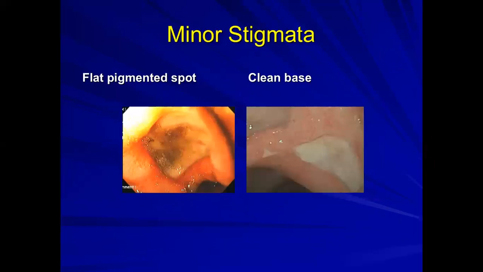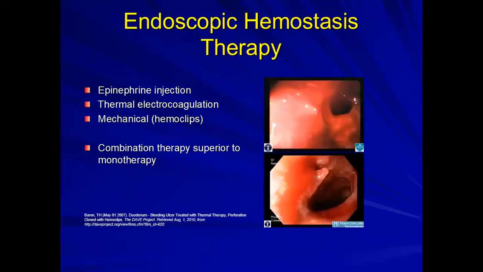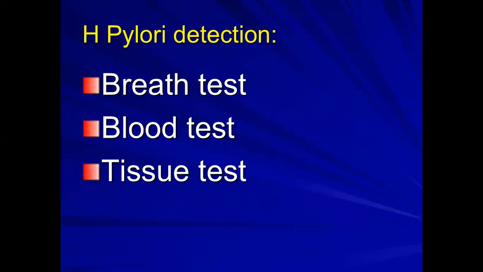This is the Forrest classification 3. It's a clean base ulcer, and this is a hematin spot. Endoscopic hemostasis: you can inject epinephrine, you can apply thermal coagulation, or you can apply mechanical hemoclips for the management of acute bleeding from the ulcers. Usually we use combination therapy because it's superior to monotherapy.